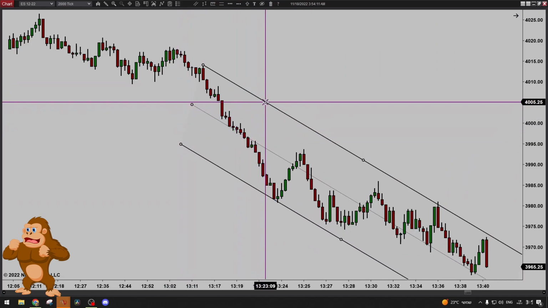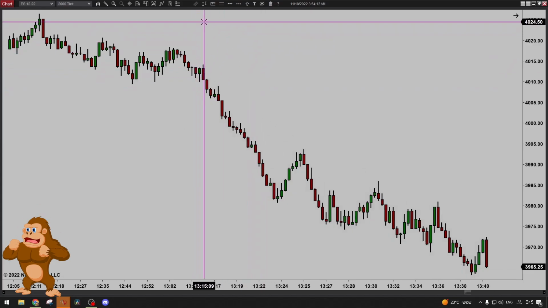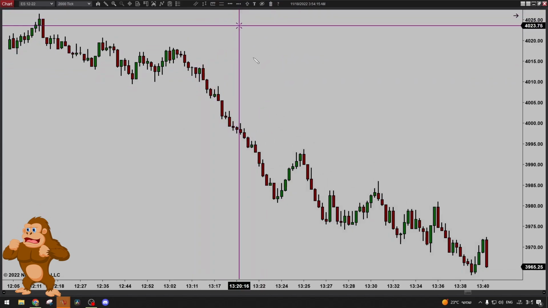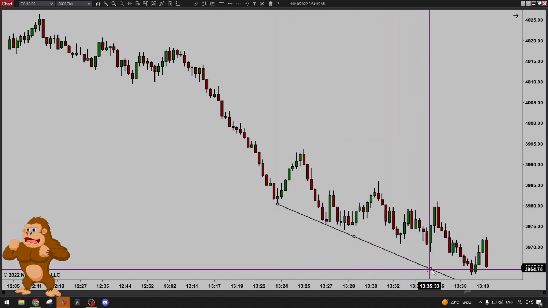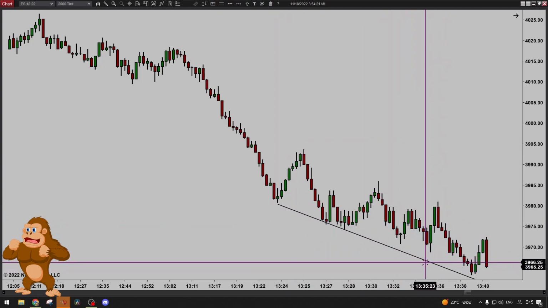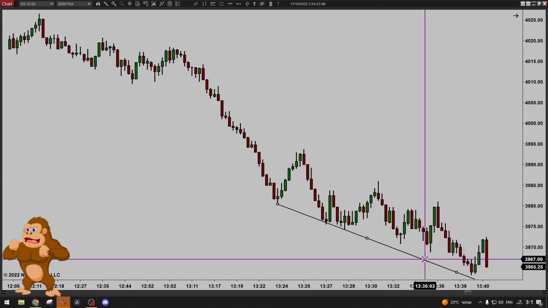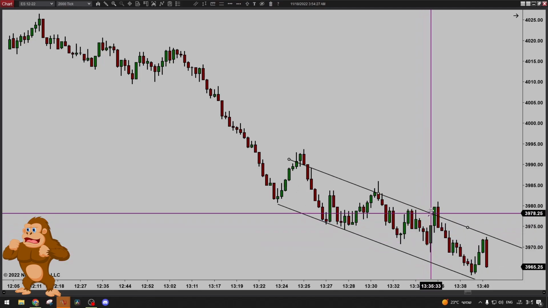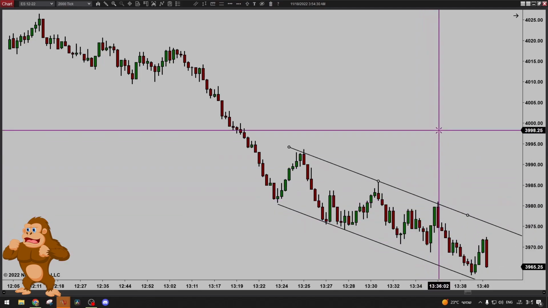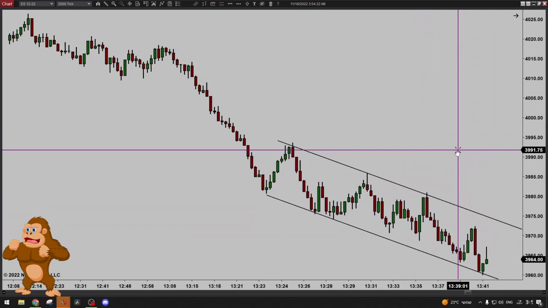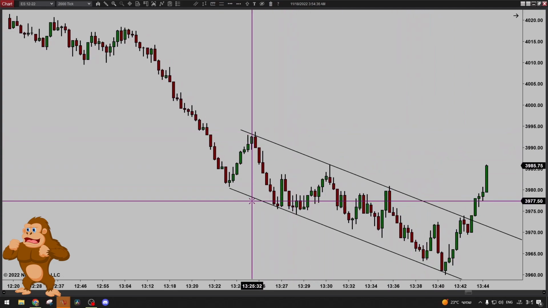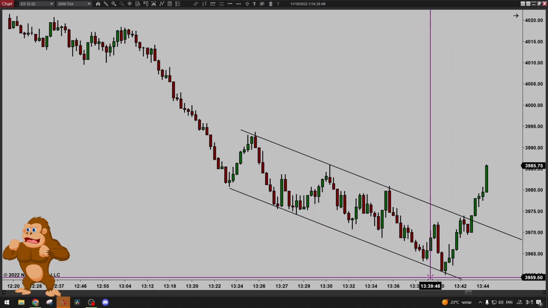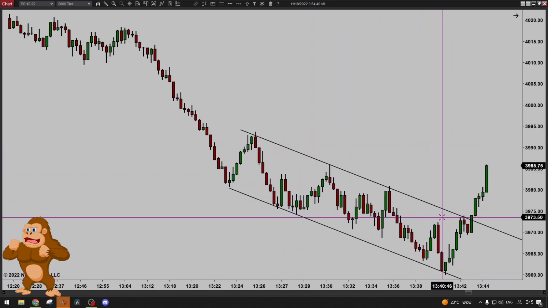Now let me show you another trick. You take a simple line and you connect the lows like this. And then you just copy paste it and throw it here. And this will give you the new channel. Many traders don't do that. I don't know why. But the lows, the swing lows, can give you some hints about the swing high.